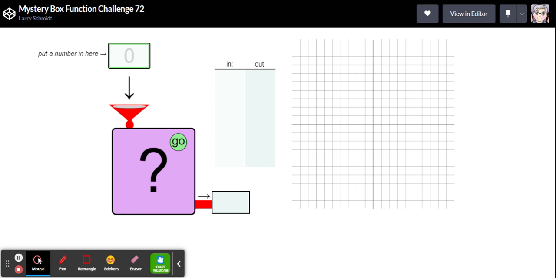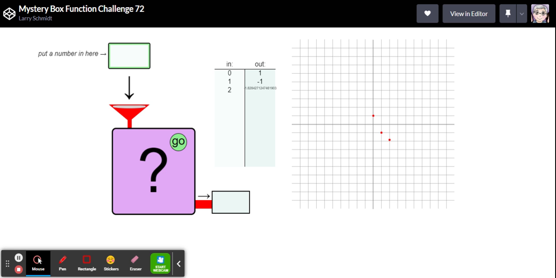I'm going to put in a 0. 0 gives us 1. Let's try a 1. So 1 gives us -1. So this might be a line with a negative slope of -2. Let's try a 2. Oh, it is definitely not giving us -3 there. So that's a -1 point blah blah blah, almost -2.